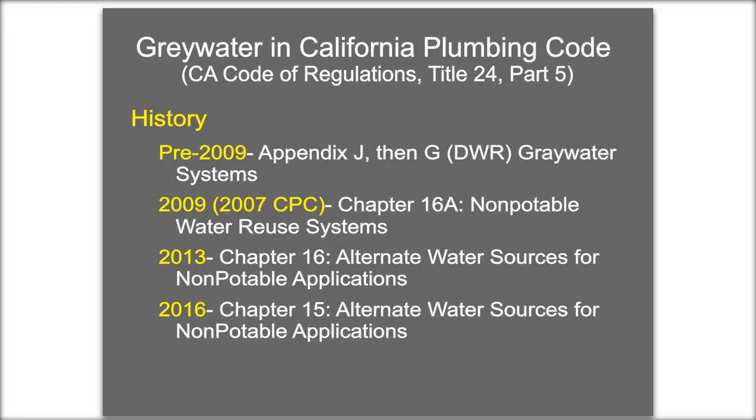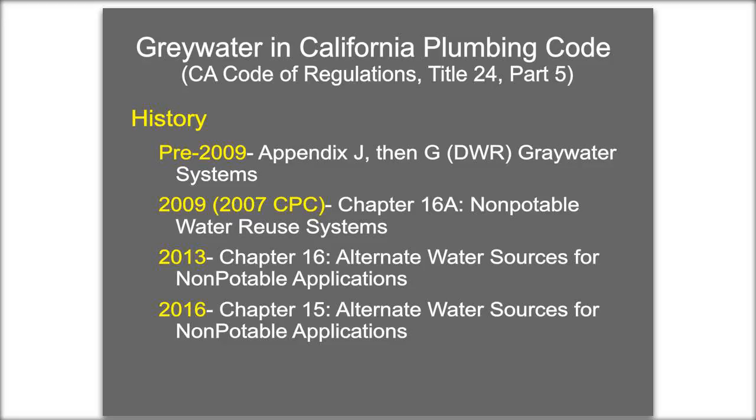And then in 2009, as I mentioned in the beginning, there was legislation that moved things around significantly. It took the graywater portion and gave it to the Department of Housing and Community Development, and they created what was called Chapter 16A. It was called the Non-Potable Water Reuse Systems, and it was inserted into the 2007 California Plumbing Code. And so since that time, it's been on this triennial code adoption cycle.